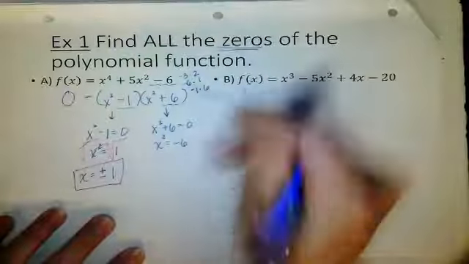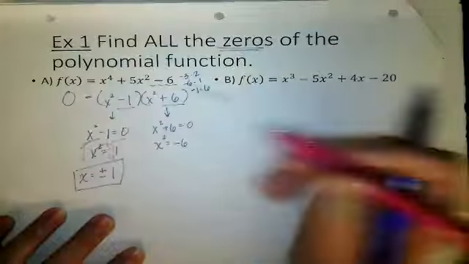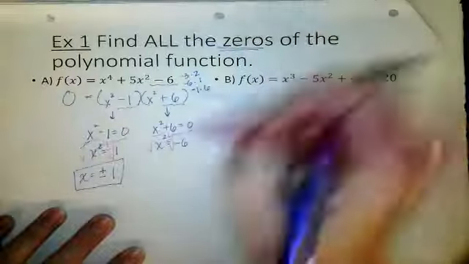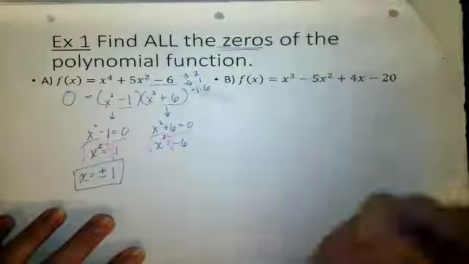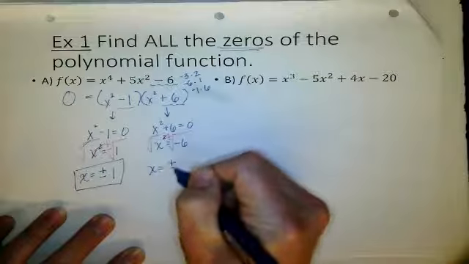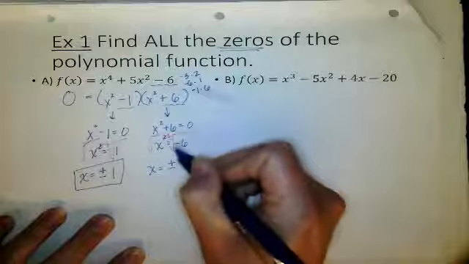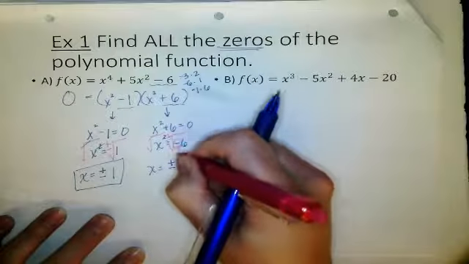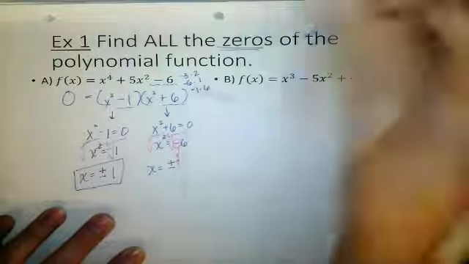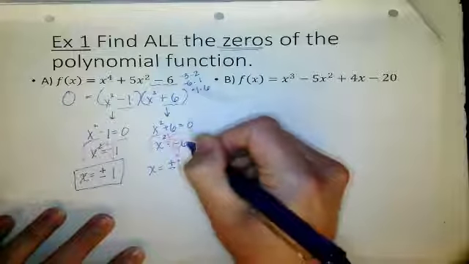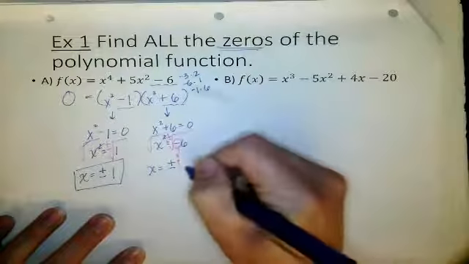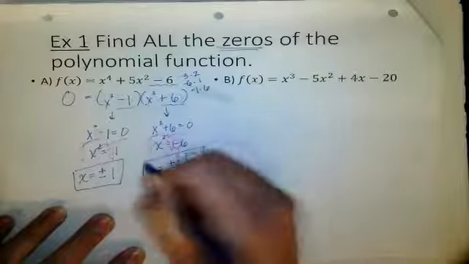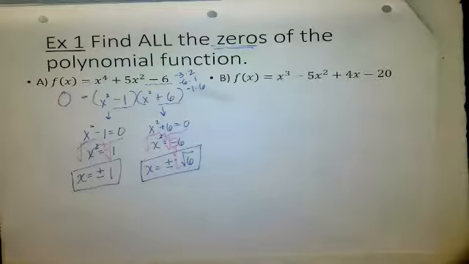And then how do I get rid of my squared? Square root. Don't forget the plus or minus. So again, my square root and squared cancel out. I get x equals plus or minus the square root of negative 6. What happens when we have a negative under a radical? I comes out. Very good. So plus or minus i. Can I simplify the square root of 6? No, it just stays radical 6. So we get x equals plus or minus i radical 6.